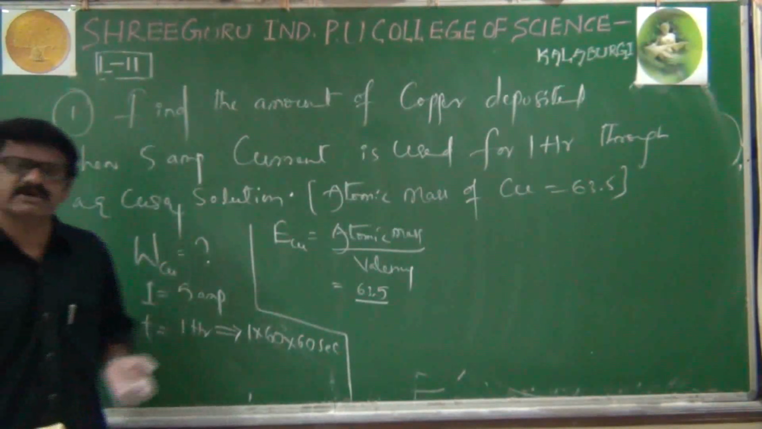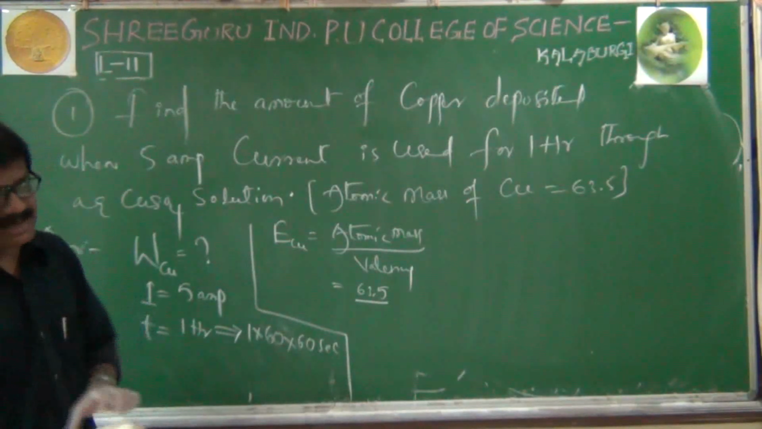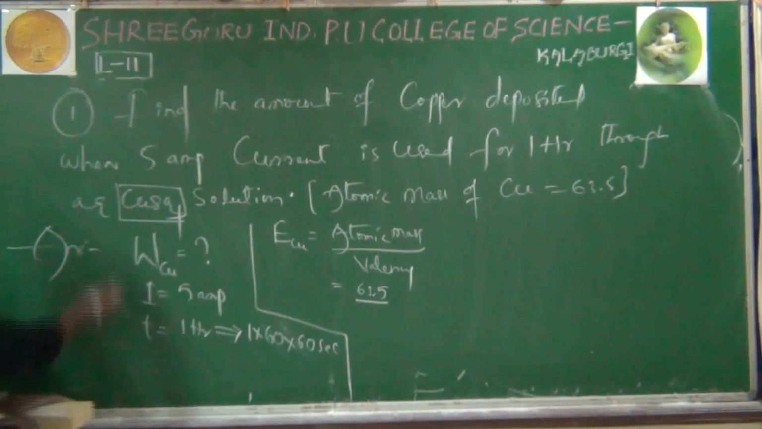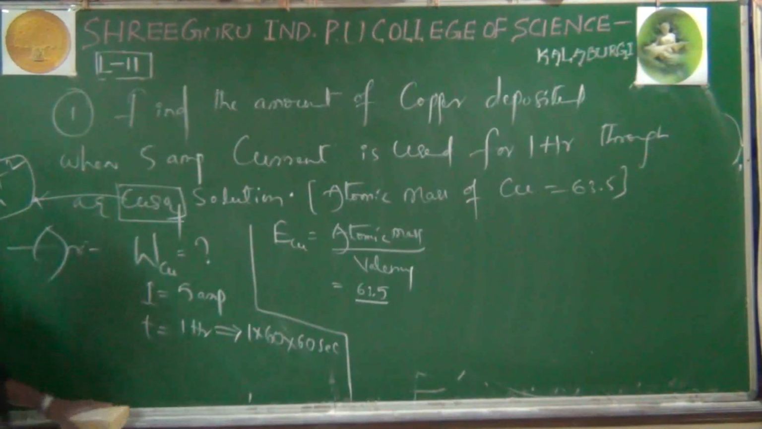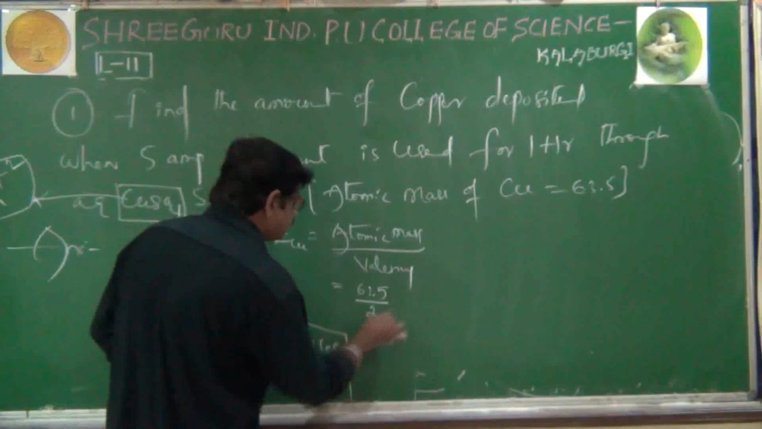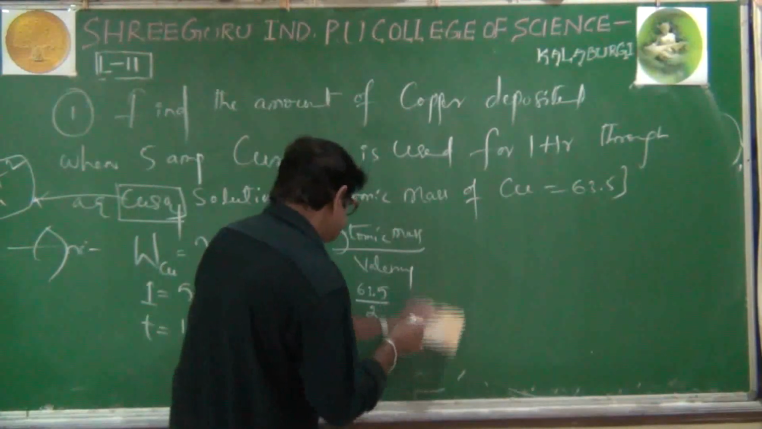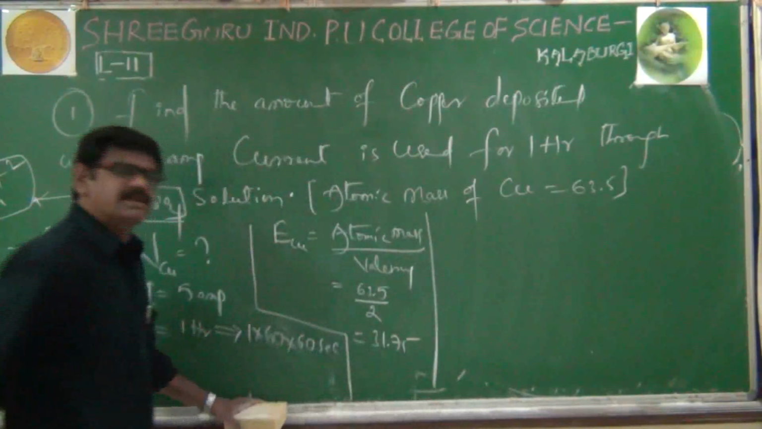Then how much valency do we have to consider? Valency is also given indirectly in the question, that is, you have been given copper sulfate. If you split the copper sulfate, you get Cu plus 2 and SO4 minus 2. Cu plus 2 means the valency of copper is 2. Therefore, 63.5 divided by 2 is 31.75. That's all. Now all values are available.